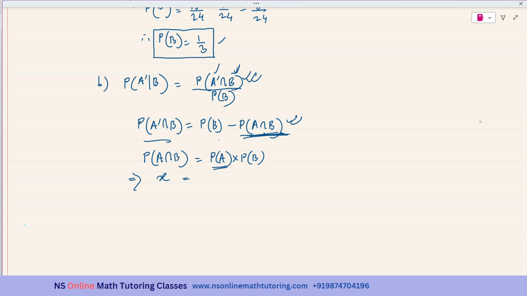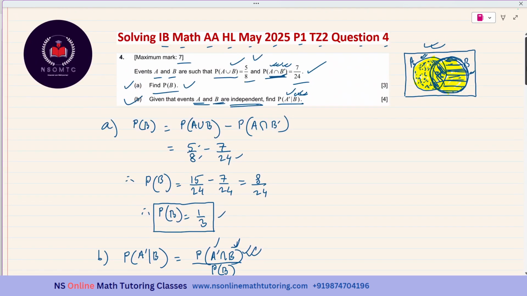And what is P of A? Let's see what is P of A. P of A is the sum total of these two portions, this dotted portion, and this P of A intersection B. And we know the probability of this dotted portion. It is the probability of A intersection B prime, which is 7 over 24, plus P of A intersection B, that is X. So, P of A will be X plus 7 over 24. Okay.